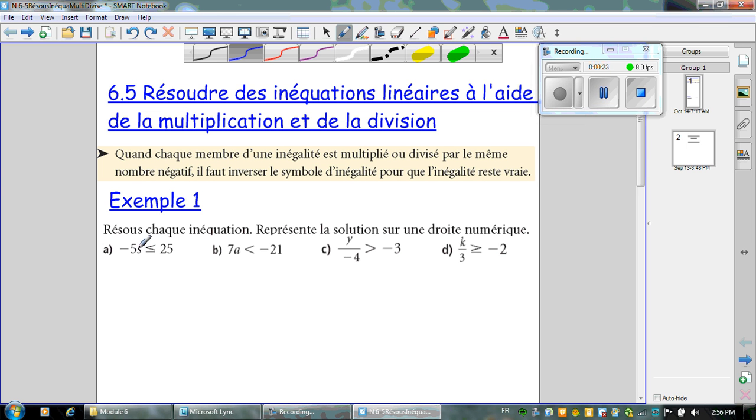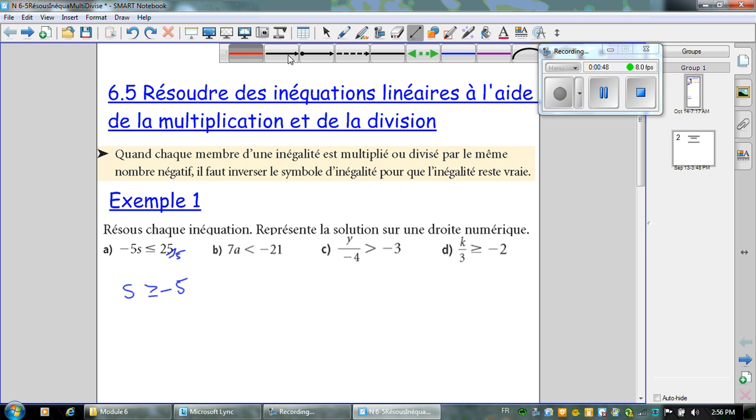So here you're looking at negative 5 times what number is 25? So we know the answer is negative 5. However, to solve here, to get negative 5, you're going to have to divide by negative 5. That's what you're doing in your head. So in that case, you have to flip the symbol, and s is greater than negative 5.